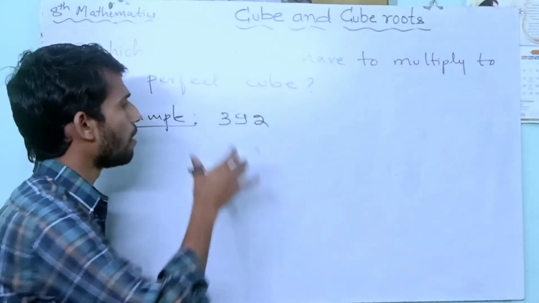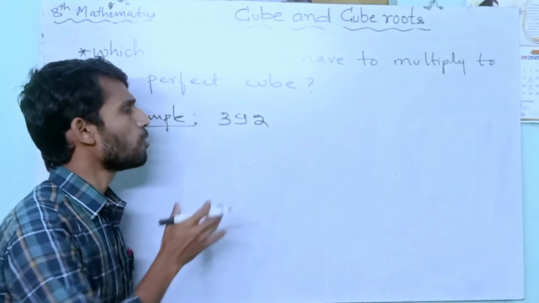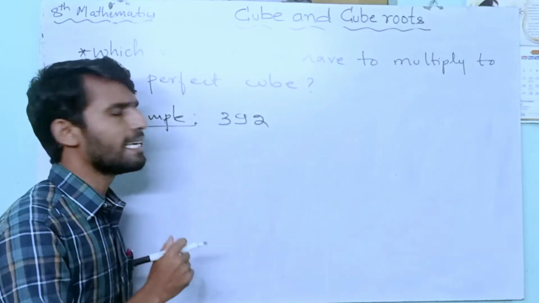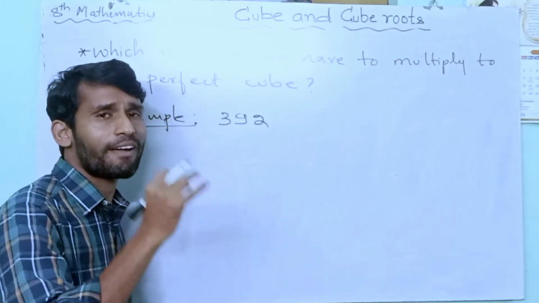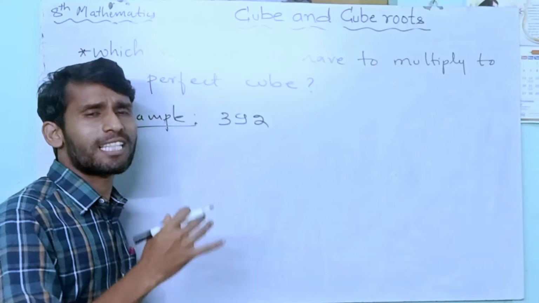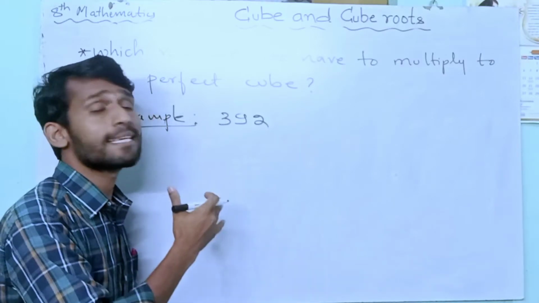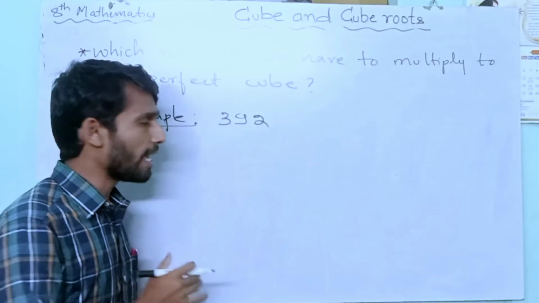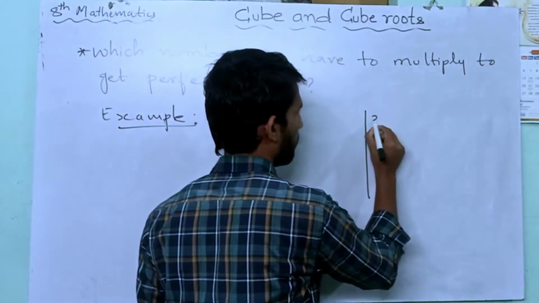Dear student, here one number is given. We have to find out whether this number is a perfect cube or not. If it is not a perfect cube, which number do we have to multiply to make it a perfect cube? Again, I am doing prime factorization.